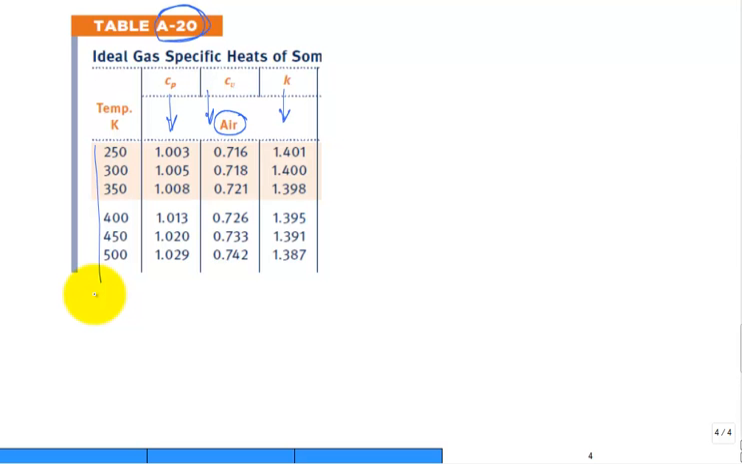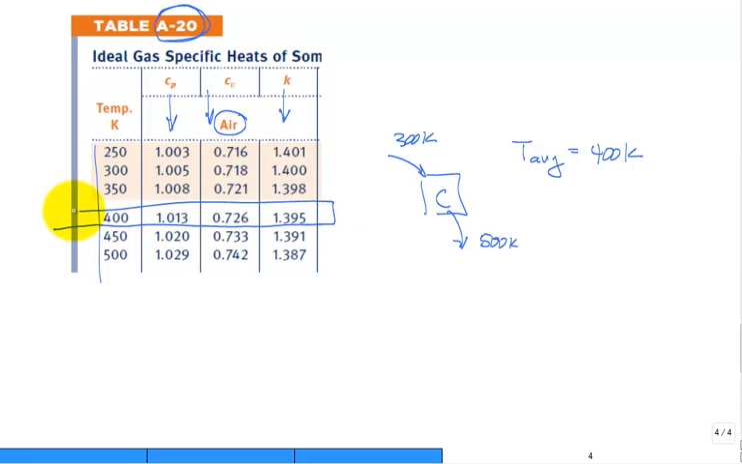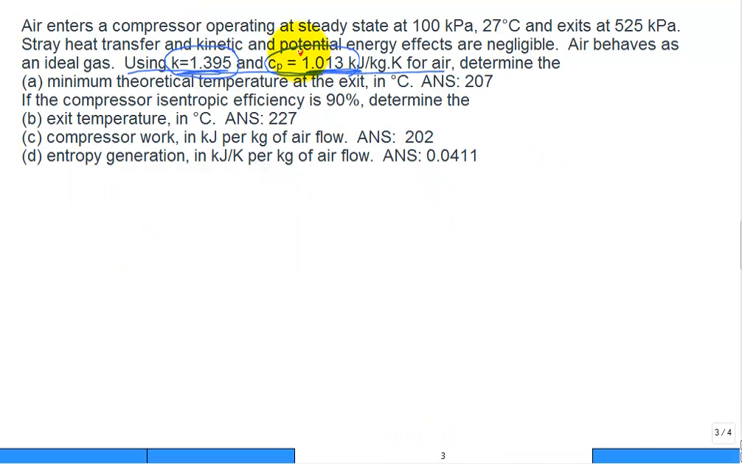and it's a function of temperature. Well, for our problem, we had our compressor bringing in 300 Kelvin air and out 500 Kelvin air. What's a good average temperature in which to evaluate our constant specific heats? 300 plus 500 divided by 2, 400 Kelvin. So if we come in here on a line of 400 Kelvin, there's a 1.395 for K and C sub P 1.013. That's where these values came from.